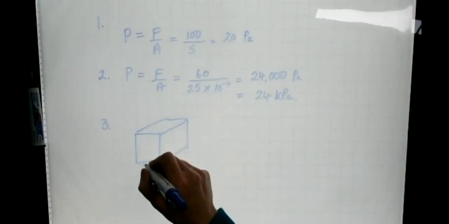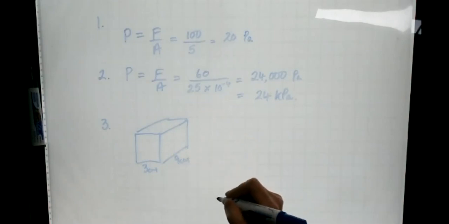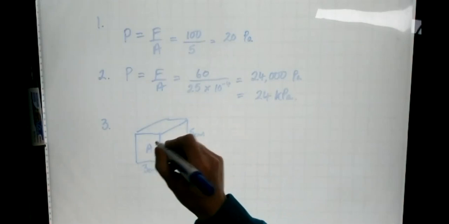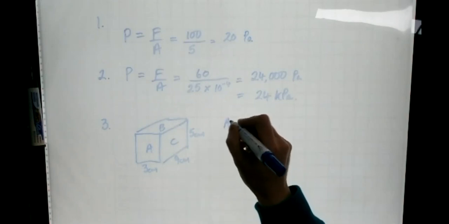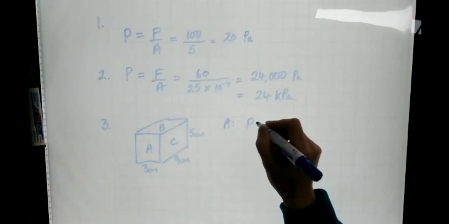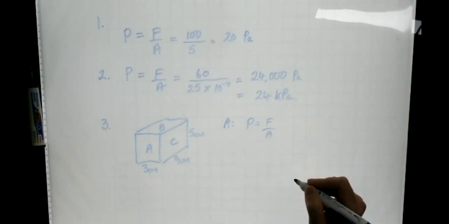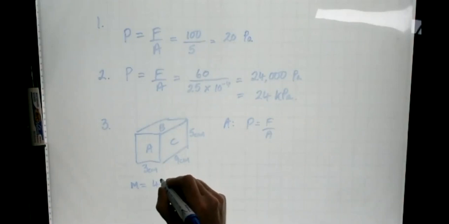Okay, so this side is 3 centimeter, this side is 9 centimeter, and this side is 5 centimeter. Now we label them A, B, and C. We need to find the force first. The mass of the block is 4 kg.